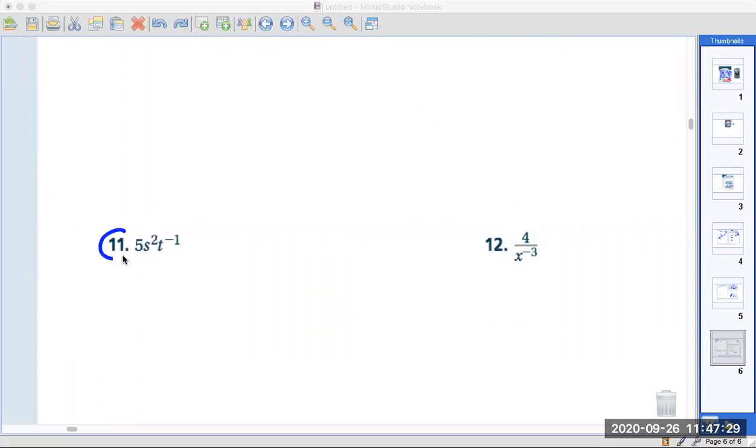Can we do this? Yes. The only part that needs to be moved is this t, and it goes to the bottom of a fraction. Everything else stays. Yeah, this stays on top. So write a fraction. Whatever is not affected by a negative exponent, leave it on the top. This part needs to go to the bottom. Here, it's the opposite. This part needs to go to the top.